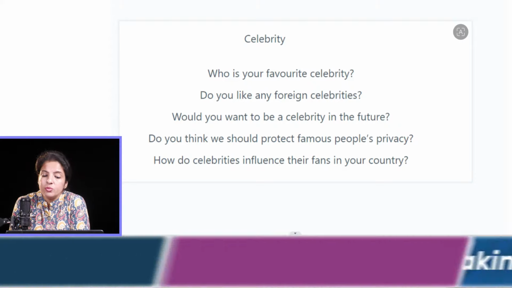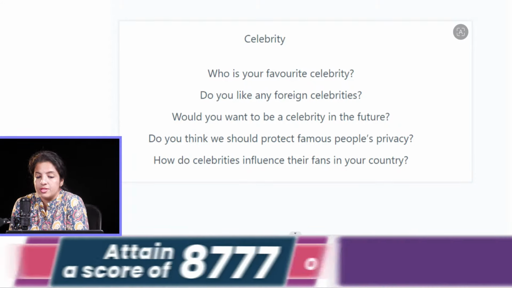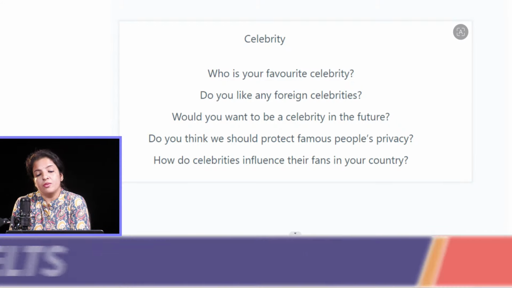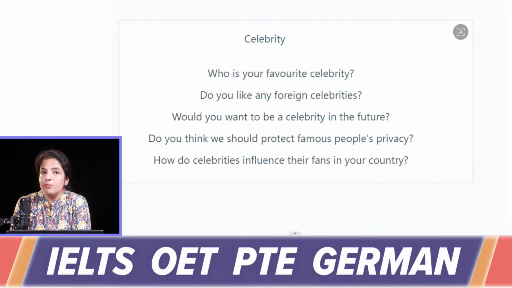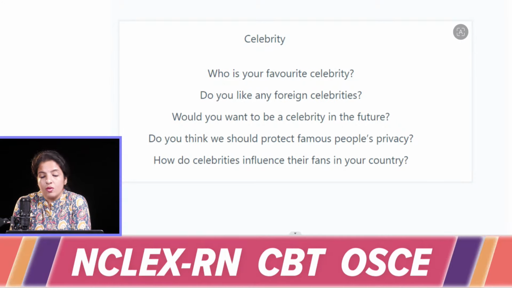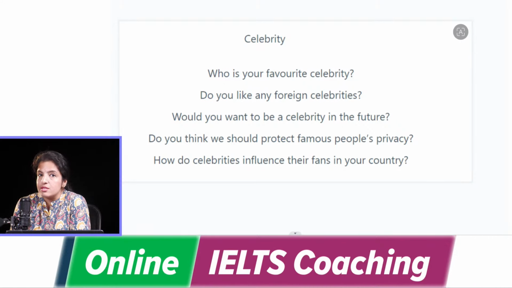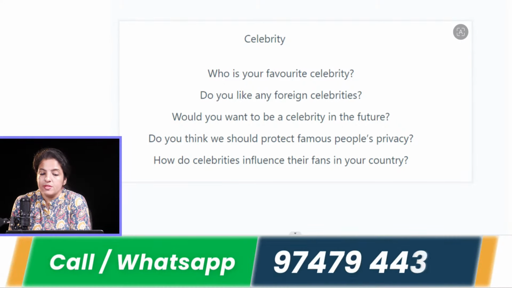Do you think we should protect famous people's privacy? Very important question. Do you think we should protect famous people's privacy? In my opinion, celebrities are also people, even though they are famous for their work. So they also have their private lives, and it is important that others respect their private lives. So it is important. Okay.